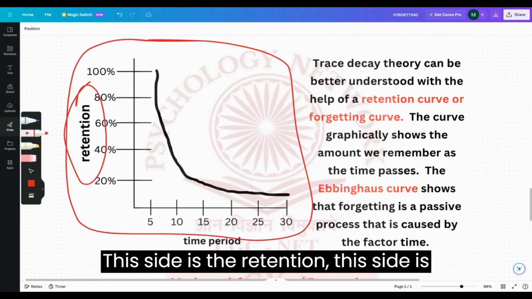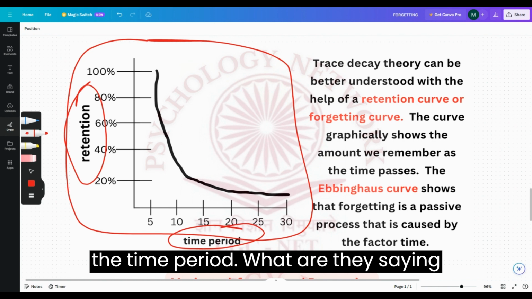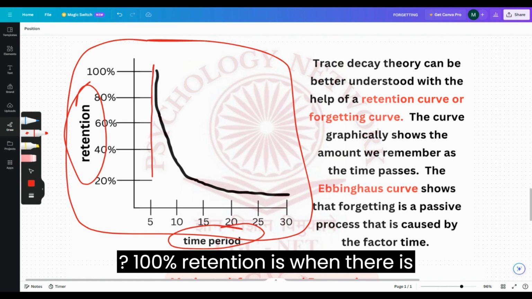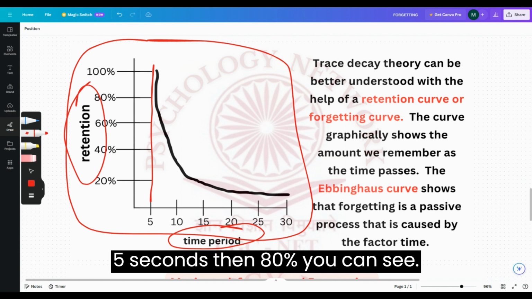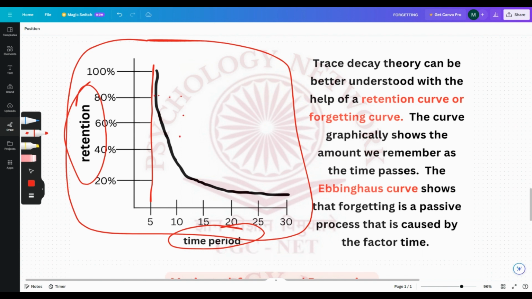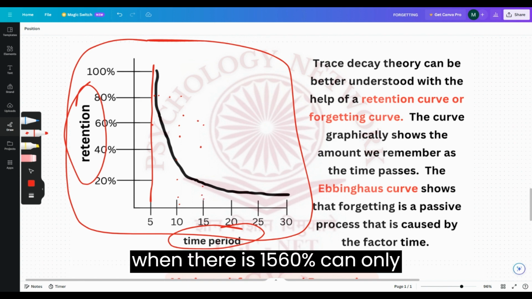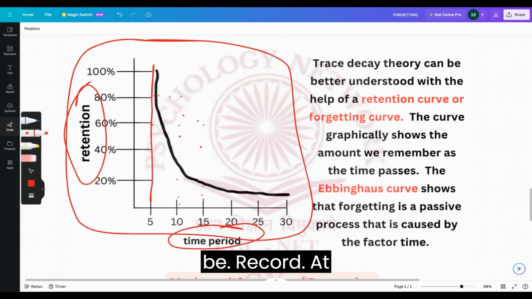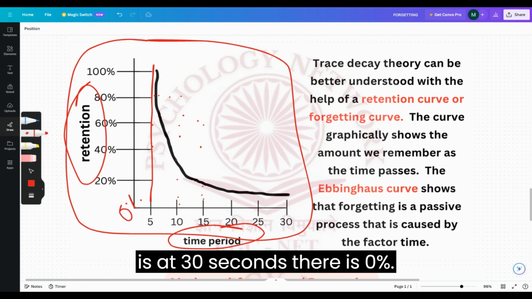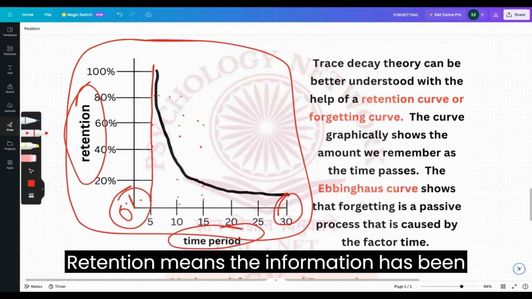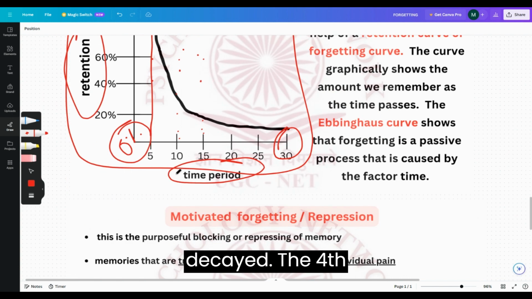This side is the retention, this side is the time period. What are they saying? 100% retention is when there is 5 seconds. Then 80% you can see when 10 seconds have passed. 60% can only be recalled at 15 seconds. Like this, at 30 seconds there is 0% retention, which means the information has decayed.